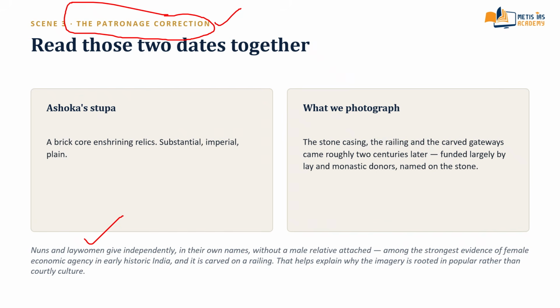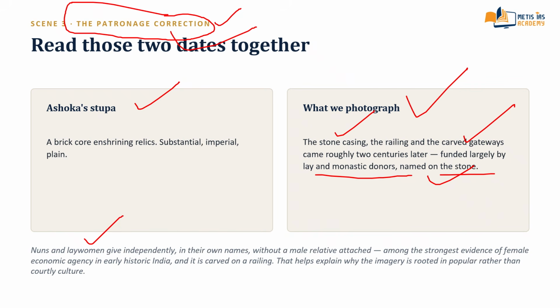So, this is regarding Ashoka's stupa as far as Sanchi is concerned, and what we photograph: the stone casing, carved gateways, funded largely by lay and monastic donors, villages, craftsmen, nuns, laywomen, etc. So this is regarding patronage correction.